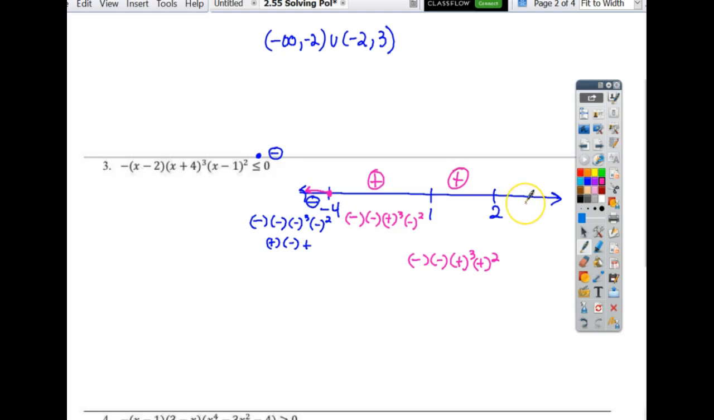So if I try 3, I have to start with my negative sign. If I put 3 in here, it's positive. If I put 3 in here, it's positive. And if I put 3 in here, it's still positive. So this ends up to be a negative solution, and it does get included. So when I write this, I'm going to write negative infinity to negative 4, and then 2 to infinity.